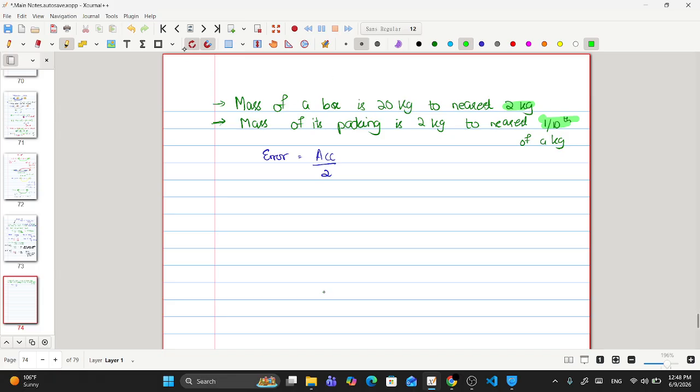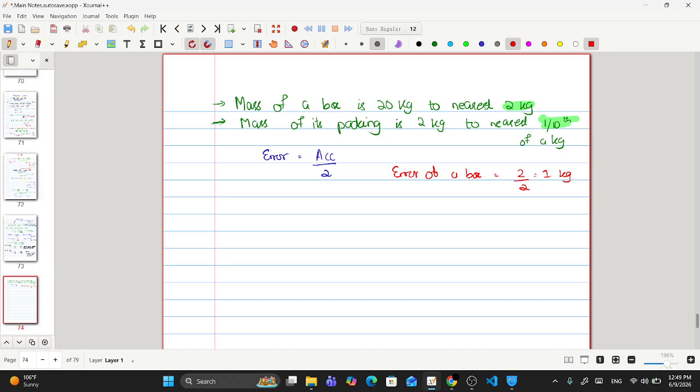Let's say you want to find the error of the extent of the box, the error of depth. That's simply 2 divided by 2, which becomes 1 kilogram, right? Yep. That's for the box.